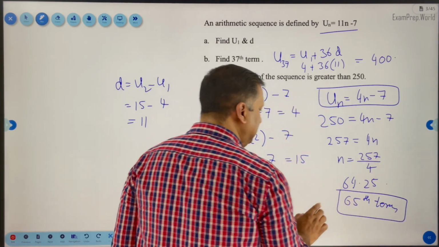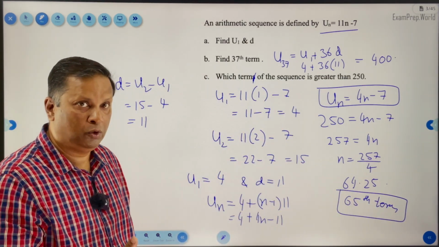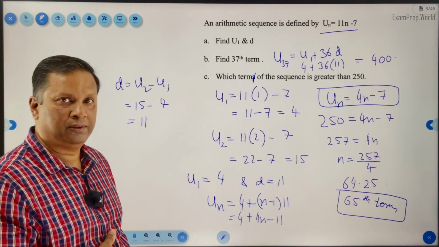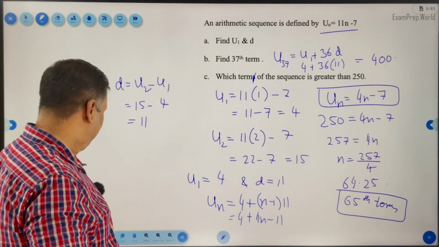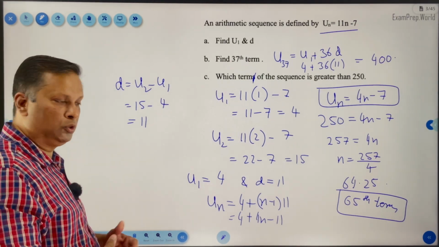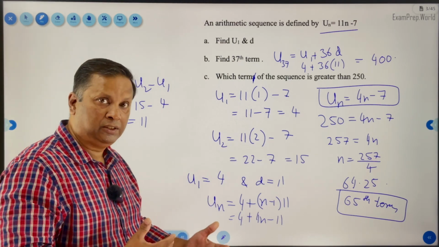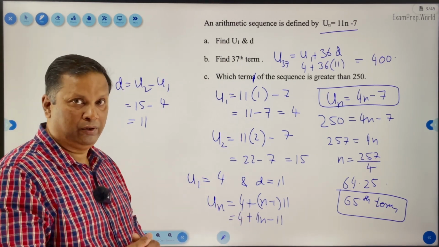The 65th term is the term which is greater than 250 in this particular sequence. Okay. So can we proceed to the next question? I always suggest keep pausing the video and do it on your own.